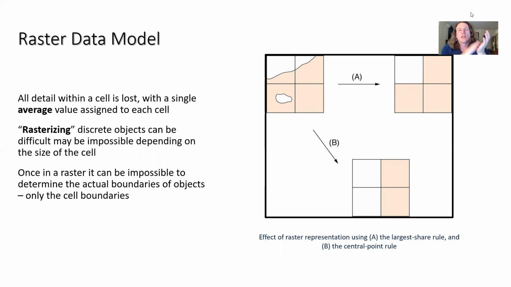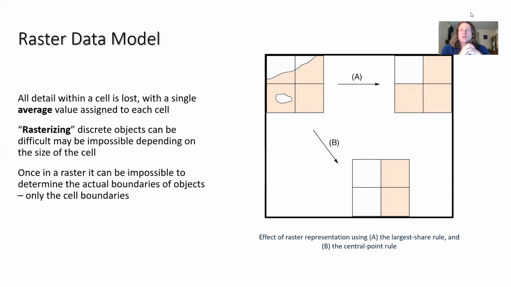And so to build on the example of the pool, when using the raster data model, all of the detail within a single cell is lost. And so when we rasterize discrete objects, this can cause difficulties because it might be impossible to represent a certain feature depending on the size of the cell and the method we use to represent it. Also, once in raster format, it might be impossible to go back and determine the actual boundaries, only the cell boundaries. So for instance, imagine that this is a map representing snow cover.